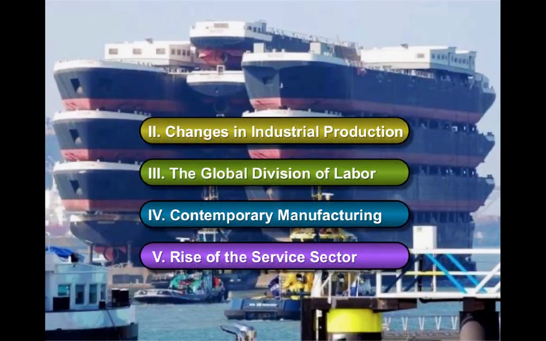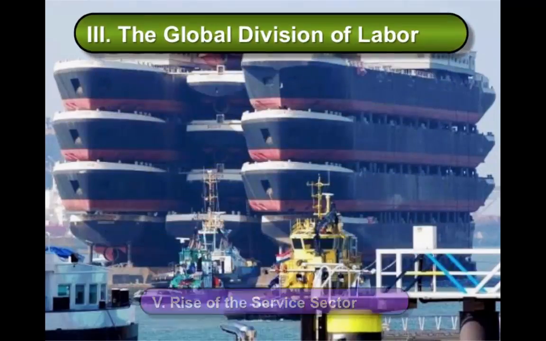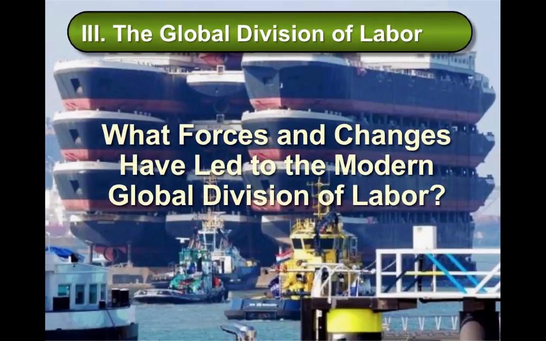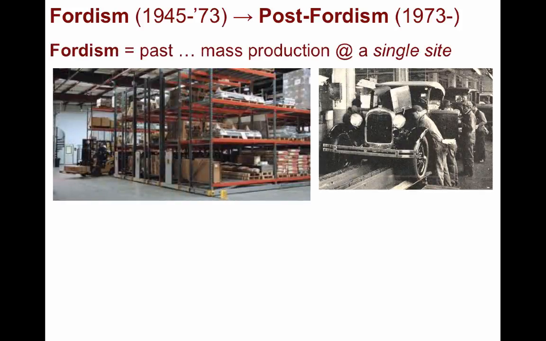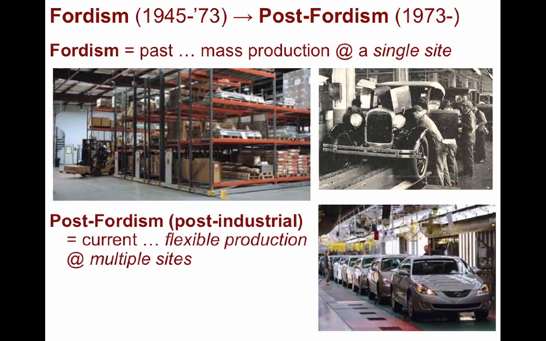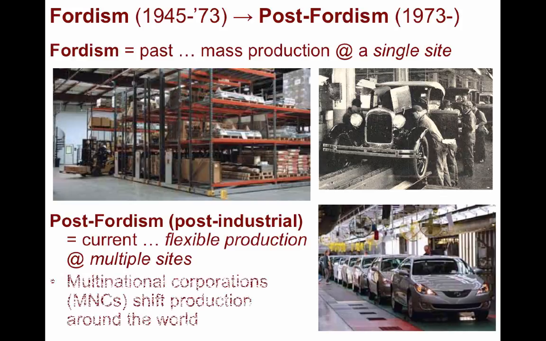In this video, we're going to continue looking at the global division of labor by asking this essential question: what forces and changes have led to the modern global division of labor? Prior to the economic structure of the modern world, Fordism was the dominant configuration, featuring mass production at a single site. Since the conclusion of World War II, post-Fordism is what dominates global production and trade. Also referred to as the post-industrial economy, it highlights flexible production in which firms are able to choose between a plethora of competing suppliers. Multinational corporations shift production around the world, but especially with countries relatively close to each other.